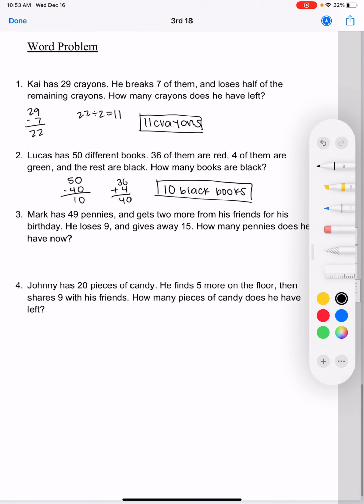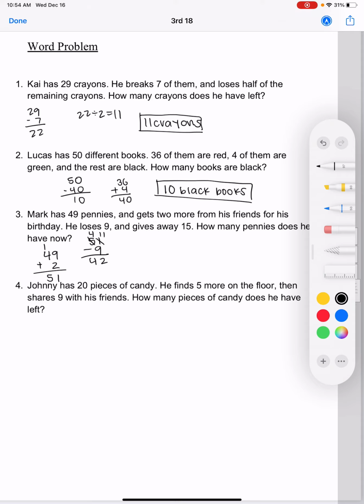Okay, Mark has 49 pennies and gets 2 more from his friends for his birthday. He loses 9 and gives away 15. How many pennies does he have now? Okay, so he has 49 pennies and he gets 2 more from his friends for his birthday. So 49 plus 2. 9 plus 2 is 11. 4 plus nothing plus 1 is 5. So he has 51. But he loses 9. So 51 minus 9. You have to change that to 11 by bringing over a 10 from the 5. So 11 minus 9 is 2, and 4 minus nothing is 4. So now you have 42.